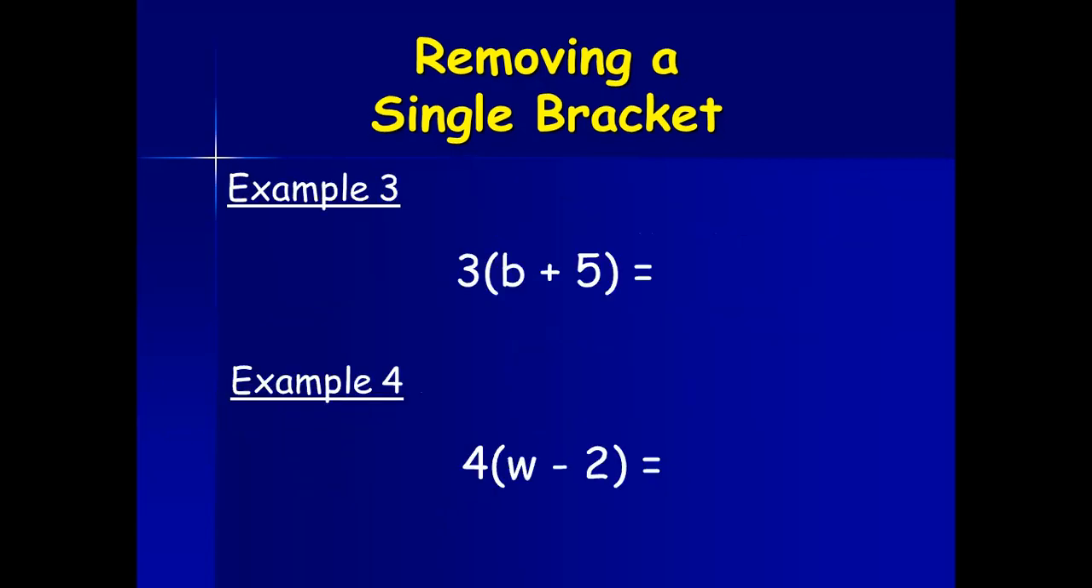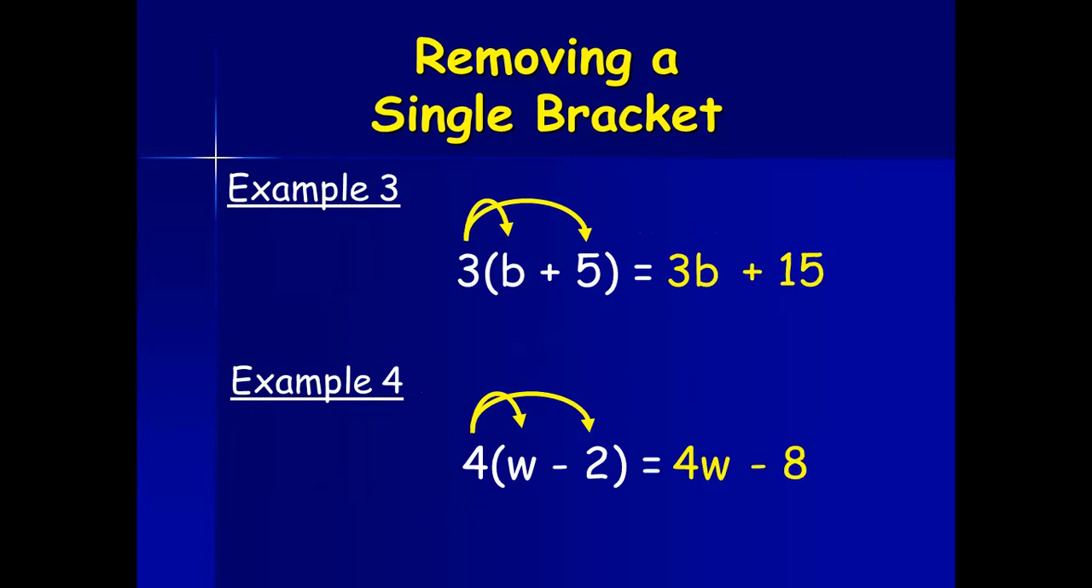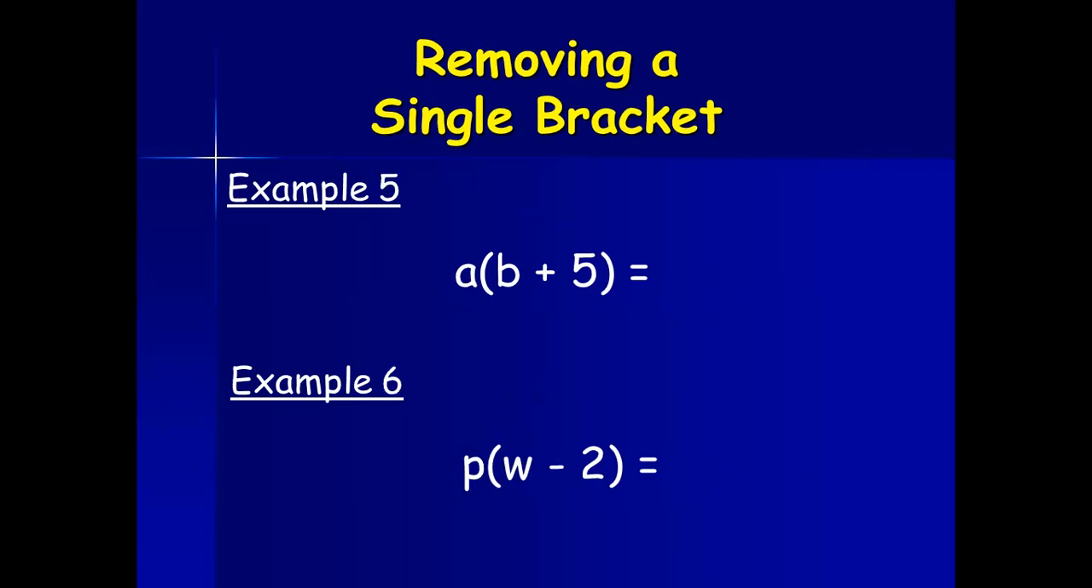Okay, now without a picture. 3 multiplied by b plus 5, or 3 times b plus 5. 3 multiply b, 3b. 3 multiply 5, 15. So 3b plus 15. Example 4. 4 multiply w, 4w. 4 multiply negative 2 is negative 8. So 4w minus 8, or 4w negative 8.